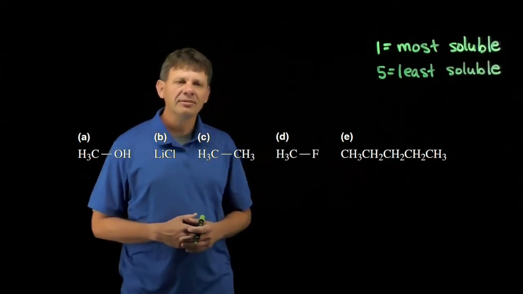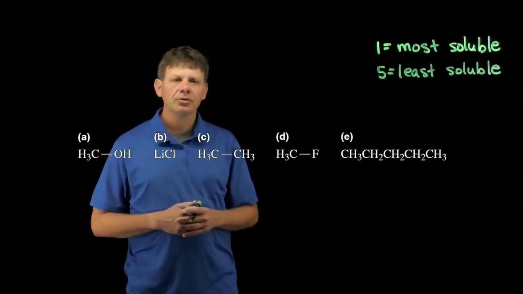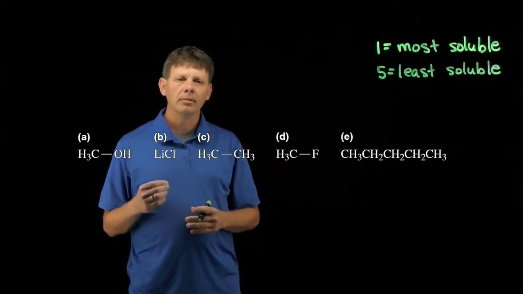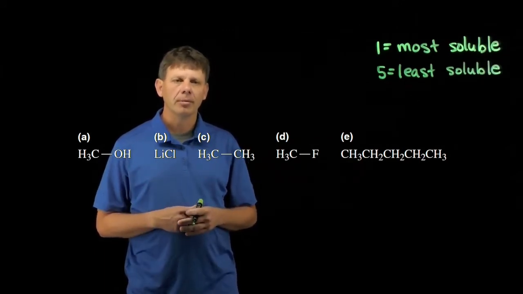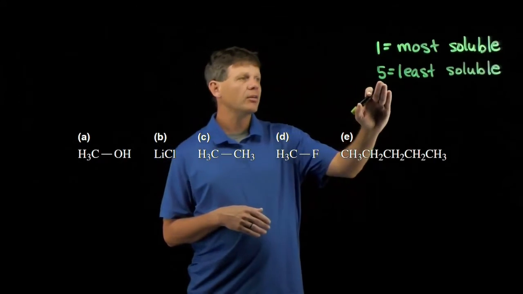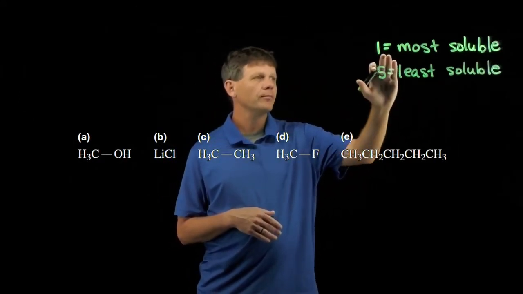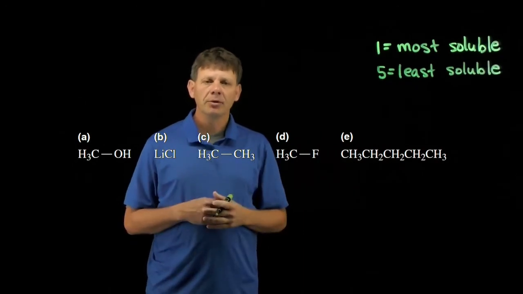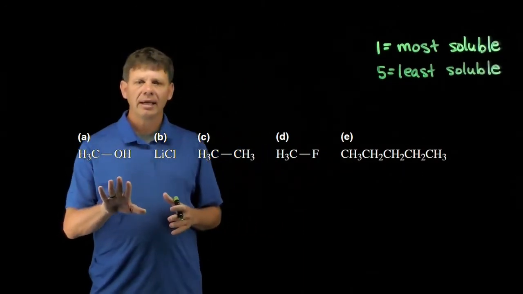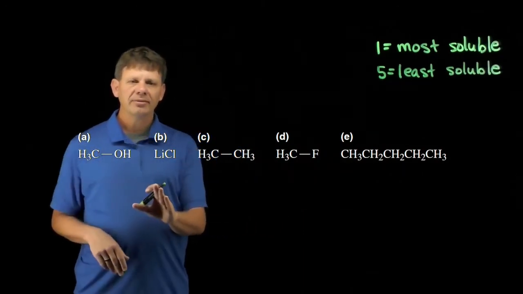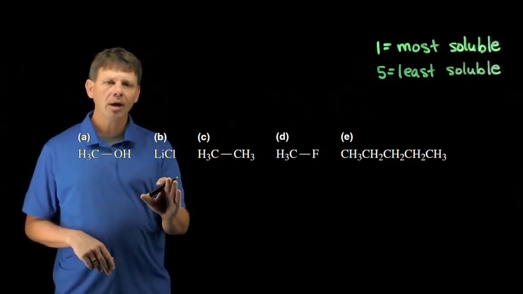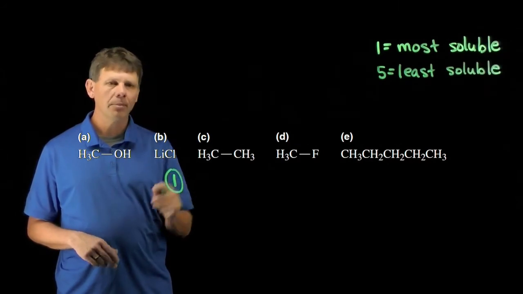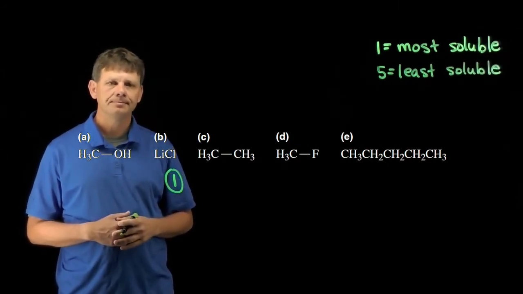This assessment asks us to rank the 5 molecules shown in order of their solubility in water from least soluble to most soluble. We'll use the scale here that 5 represents the least soluble and 1 the most soluble. The first molecule we notice is lithium chloride, actually an ionic compound. As an ionic compound, lithium chloride is going to dissociate in water and will therefore be the most soluble compound.